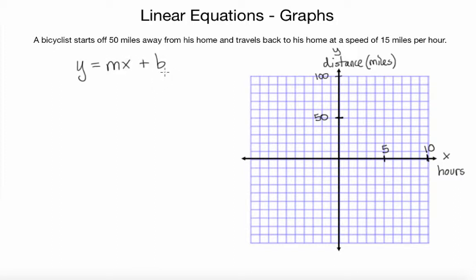We know linear equations always fit this format, y equals mx plus b, where b is our starting value or our constant term, and m is what we're repeatedly adding over and over again. And then x and y are variables. We want to see how they're related.